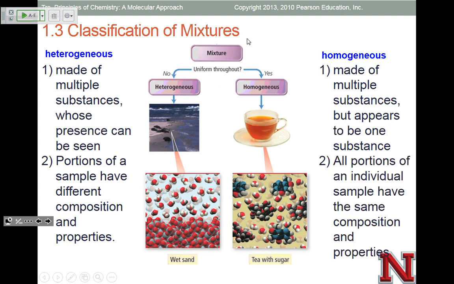With our homogeneous, if I take a sample of my tea, I'm going to have the same amount of all of the molecules that are dissolved in tea because it's completely homogeneous and spread throughout. So that's our difference with our properties. If I make a sample of tea, everything's the same concentration, and I take a little bit out of it, it's going to have the same properties as that original sample of tea, unless I dilute it with more water. So that's our difference between our heterogeneous and homogeneous.